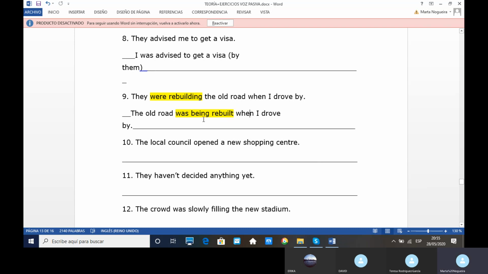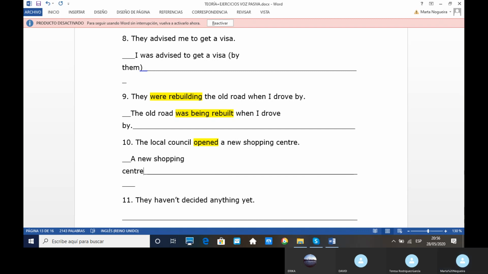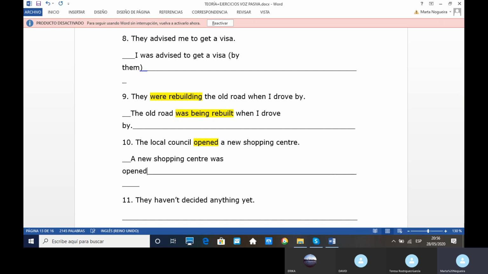¿Sí? Siempre tenéis que poner, acordaos, to be conjugado en cualquier tiempo, y luego un participio. A ver, por ejemplo, yo veo esta frase y digo, opened, ya tengo aquí mi verbo. The local council, sujeto, opened, verbo, a new shopping center, objeto. Pues entonces, a new shopping center. El pasado del verbo to be, was, a new shopping center, es un nuevo centro comercial, es singular o plural, singular, vale, was. Y ahora, digo, ¿cuál es el participio de opened? Ah, vale, que es igual, opened, ¿vale?